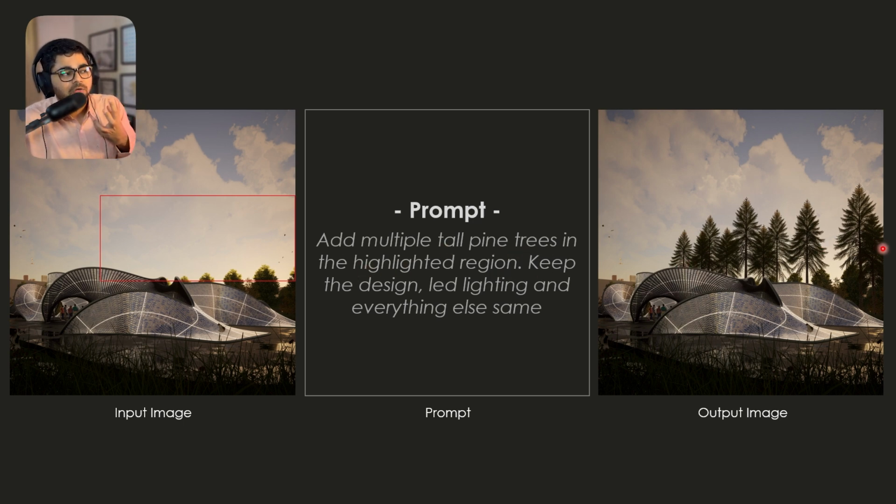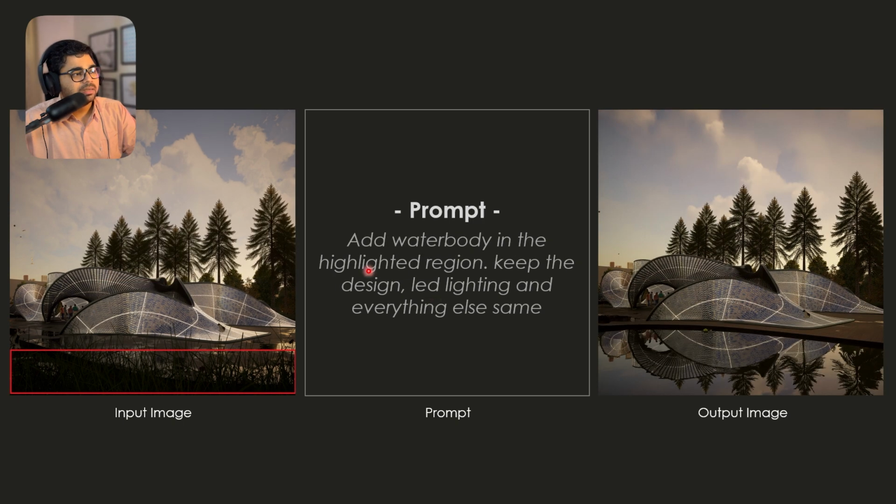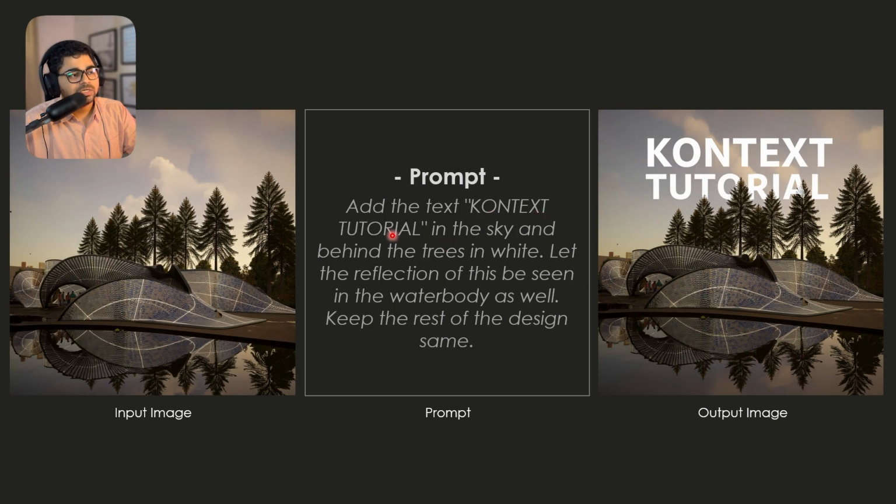I feel like this is part of the render. I was a little bit worried that this box went above this particular pavilion, but it did not. It understood that it has to be behind that pavilion. Then I was like, add a water body in this region. Then I was like, I haven't tested text yet. So I was like, add the text Kontext tutorial in the sky and behind the trees in white.